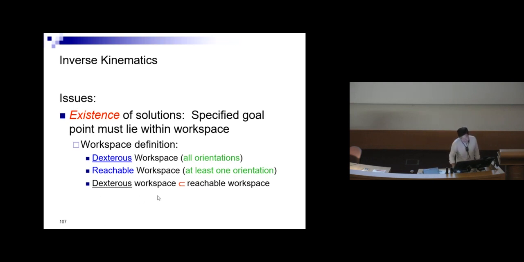So the textureless workspace will always be a subset of the reachable workspace. So there's a place that you can go, but the place that you can go will definitely include the place that can be reached in all ways.